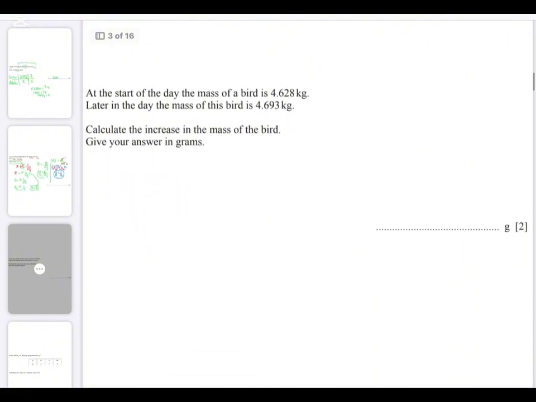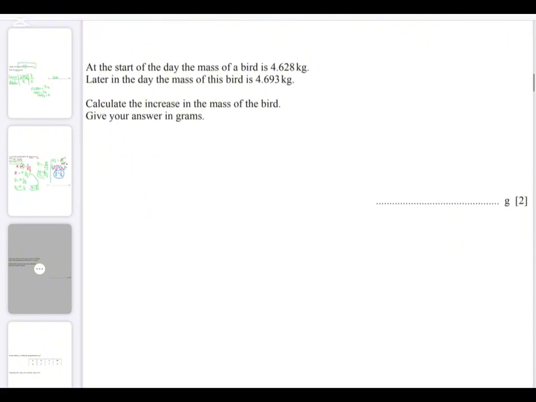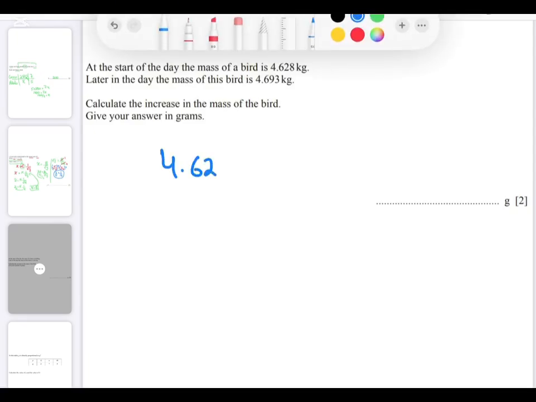Now the next question, a very easy question, just need to understand the concept. At the start of the day, the mass of the bird is 4.628 kg. Later in the day, the mass of this bird is 4.693. Calculate the increase in the mass of the bird. Give your answer in gram. That's why I put this question, because we have to convert kg into gram.